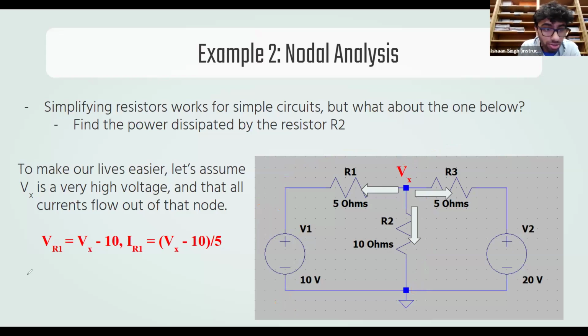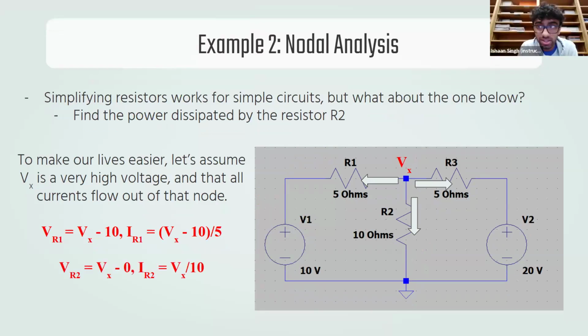Now we do the same thing for R2. The voltage above it is Vx. The voltage below it is 0 volts. So it drops Vx minus 0, which is equal to Vx. And so the current is Vx over 10. Do the same thing for R3. It's 20 volts to the right of R3, Vx to the left of R3. We're saying current is going towards the right, so Vx, which is on the left, minus 20, which is on the right. That's the voltage dropped by R3, Vx minus 20. And the current is that voltage divided by its resistance, which is 5. So Vx minus 20 divided by 5.